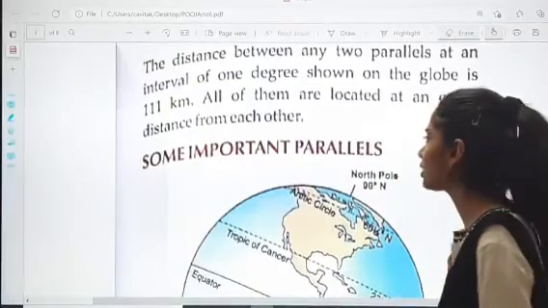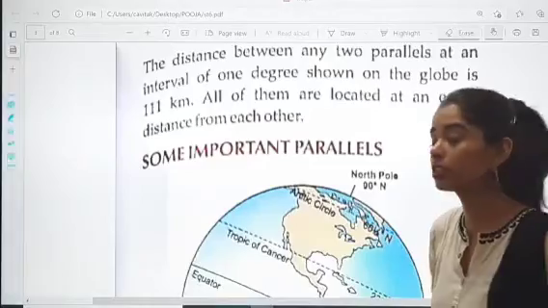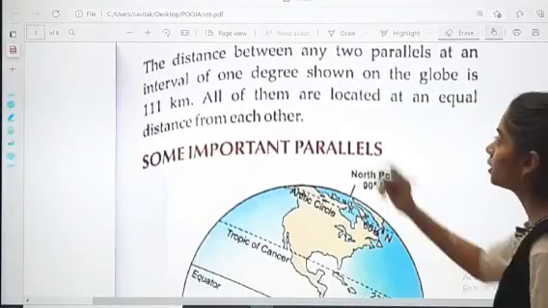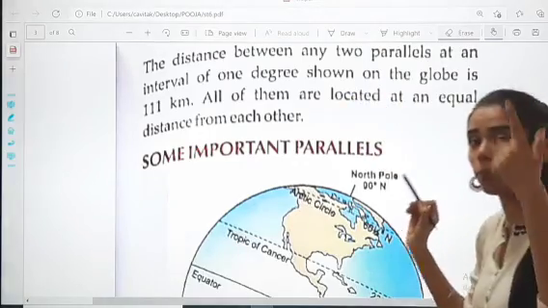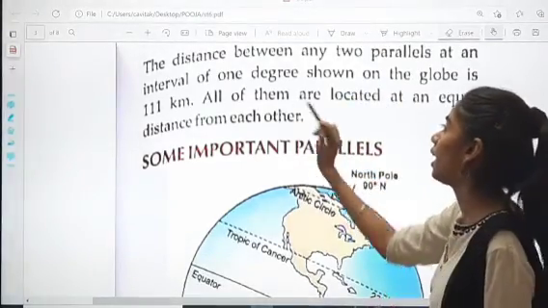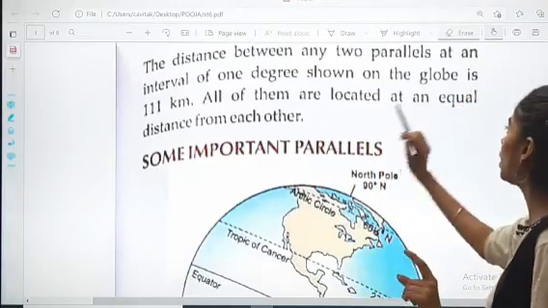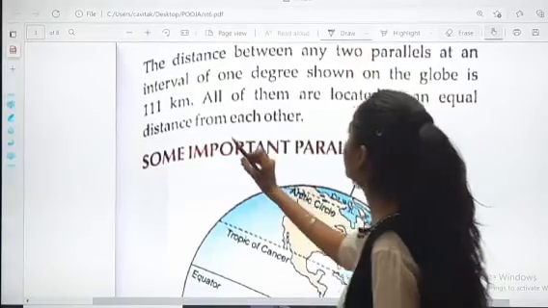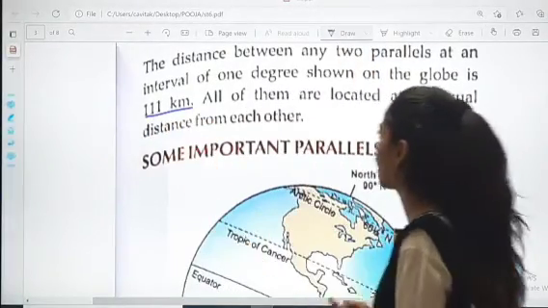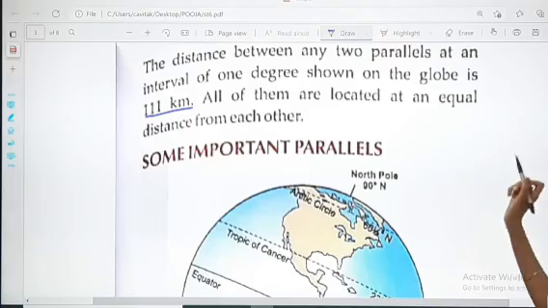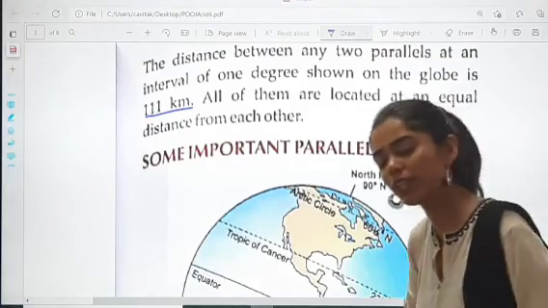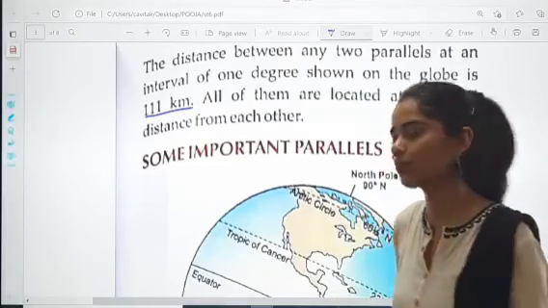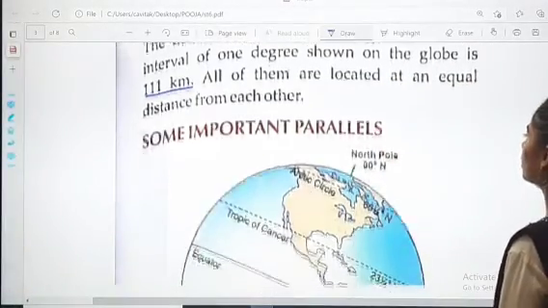So let's start. Now this part is starting from page number 117. The distance between any two parallels at an interval of 1 degree shown on the globe is 111 kilometers. Please underline that. All of them are located at an equal distance from each other. So all the parallels are located at equal distance. So this we had already discussed.